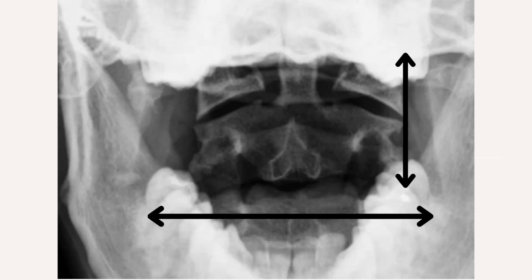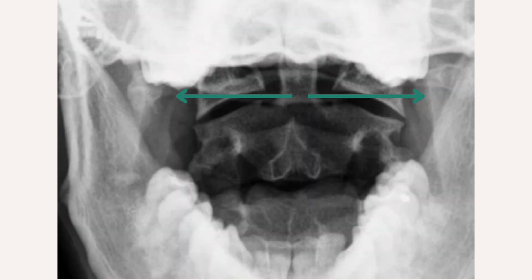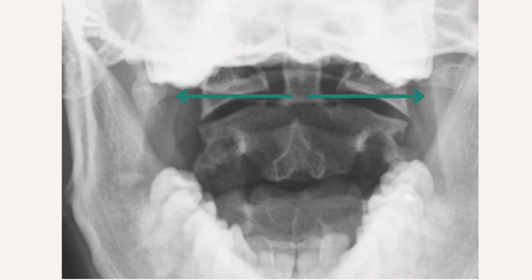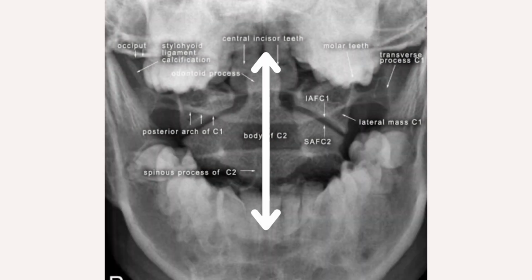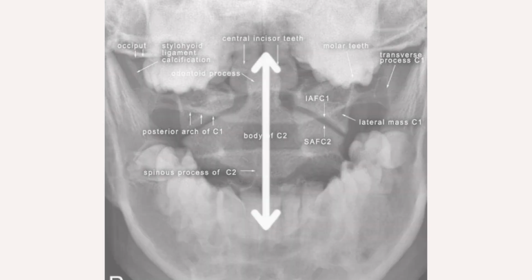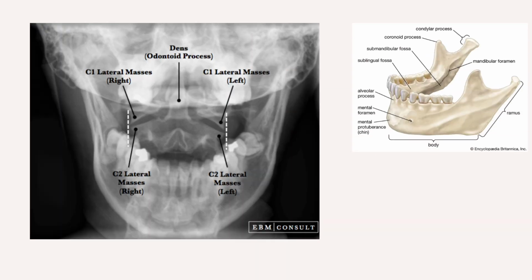Atlas and axis demonstrate a true AP projection. Atlas is symmetrically seated on the axis with the atlas lateral masses at equal distance from the dens. Spinous process of the axis is aligned with the midline of the axis body, and mandibular rami are demonstrated at equal distance from the lateral masses.